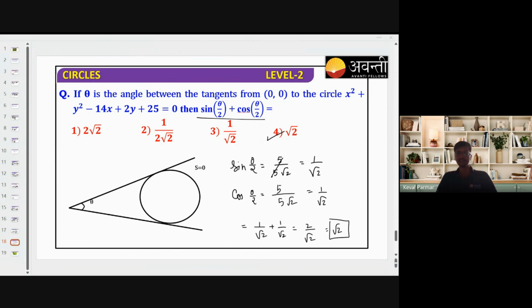So yeah, we are done with the chapter, and from the next lecture we'll be starting with parabola, continuing with the coordinate geometry section. I hope you understood it. If you have any doubt in the circle chapter, you can ask me in the next lecture, or if you have a doubt just now, you can ask me in this lecture.